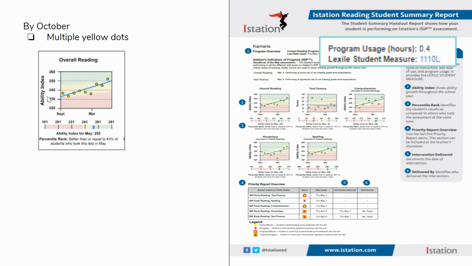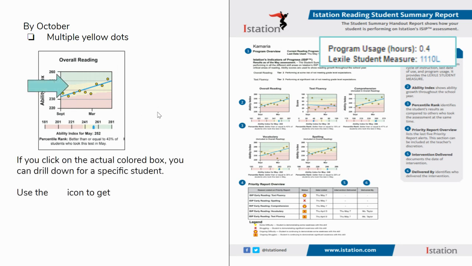So for parents, it's nice to see what happens over time. For teachers as well, are students making progress? Are they not making progress in the different subtest areas and in the overall reading? So those yellow dots will be very helpful.